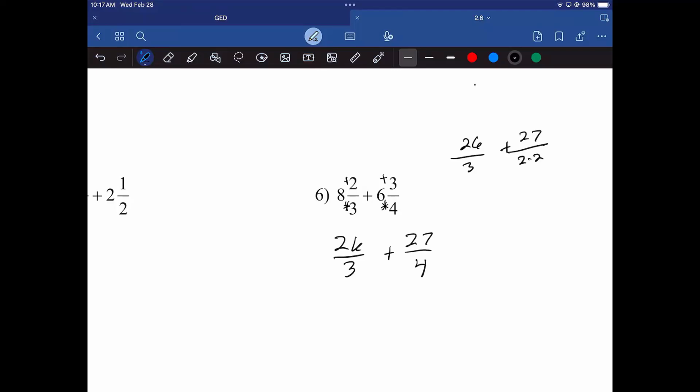Now I'm going to declare my LCD. That's my next step. I'm going to pick on a side. It doesn't matter which. I'm going to pick on the right again. You know why?